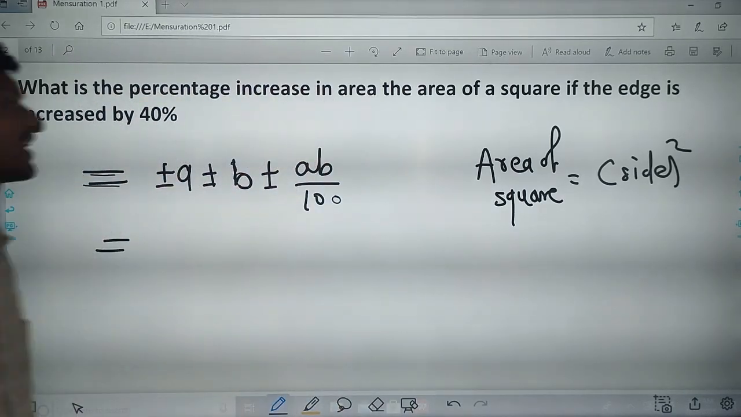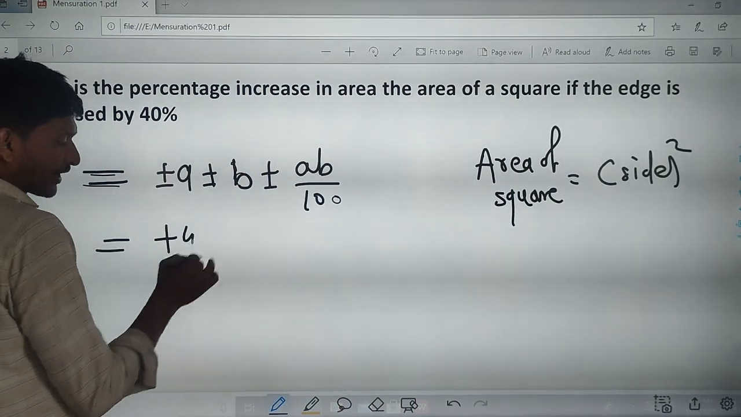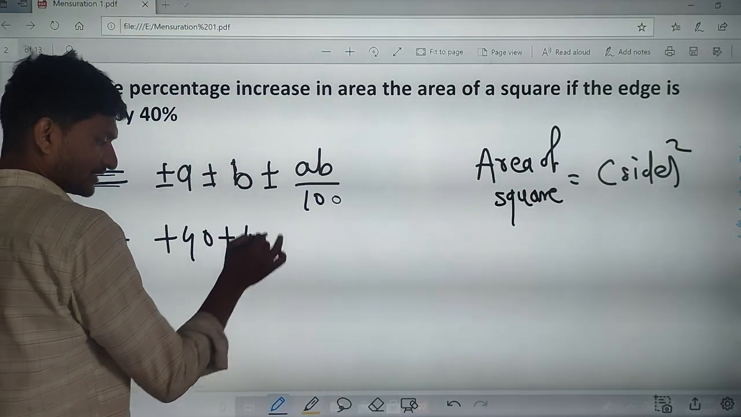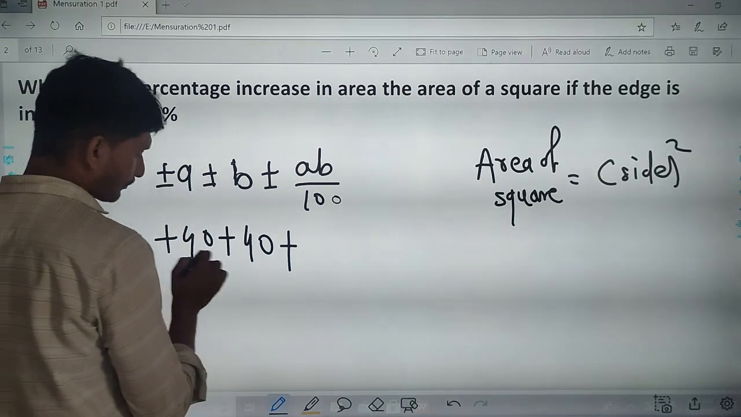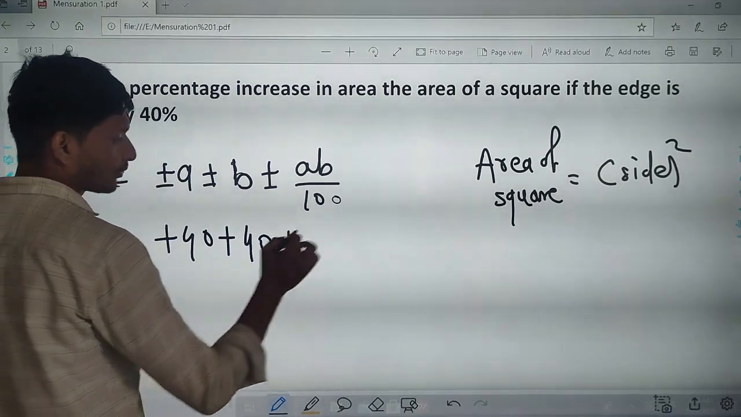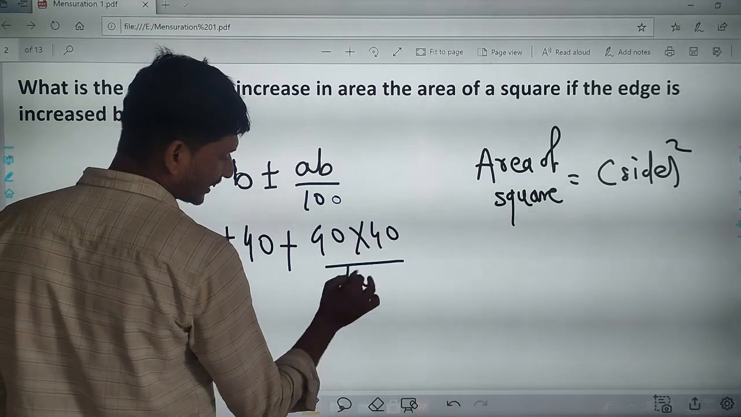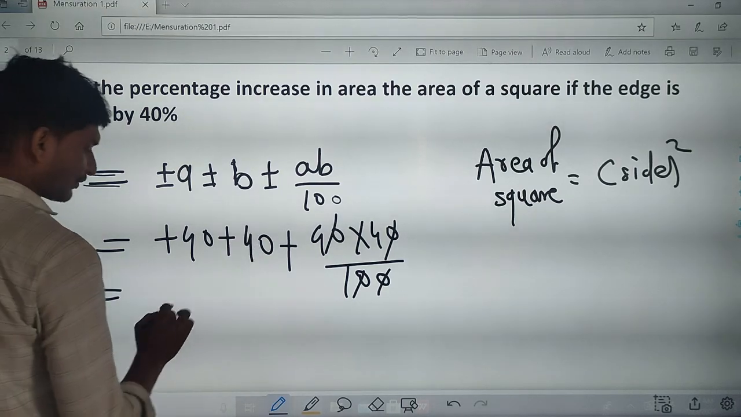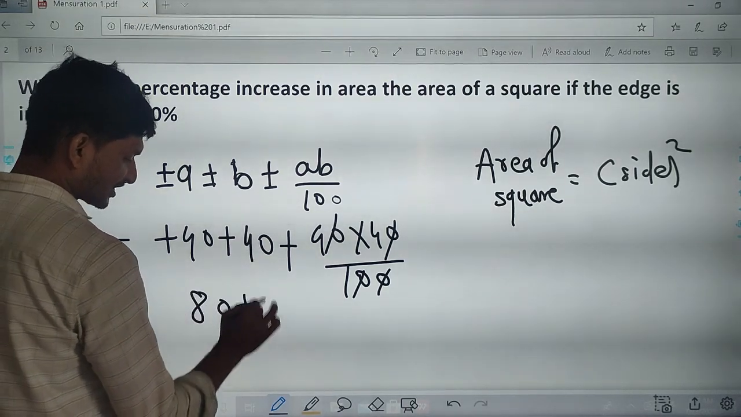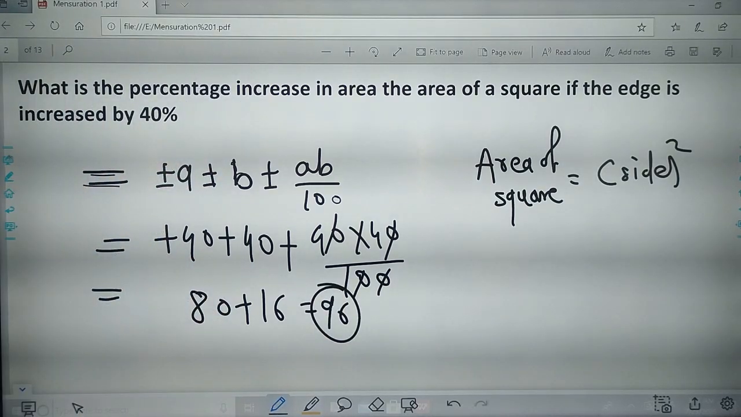Here two sides are increased by 40%. That is, first the side is increased by 40%, then the second is increased by 40%. Increased means plus. Then the cross multiplication of these two: 40 into 40 divided by 100. The zeros get cancelled. Then 40 plus 40 is 80, plus 16 is equal to 96. Then your area is increased by 96%.